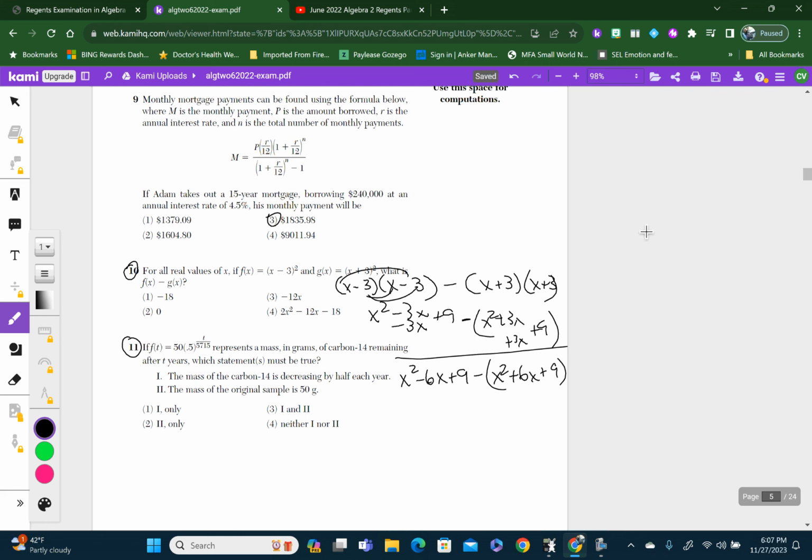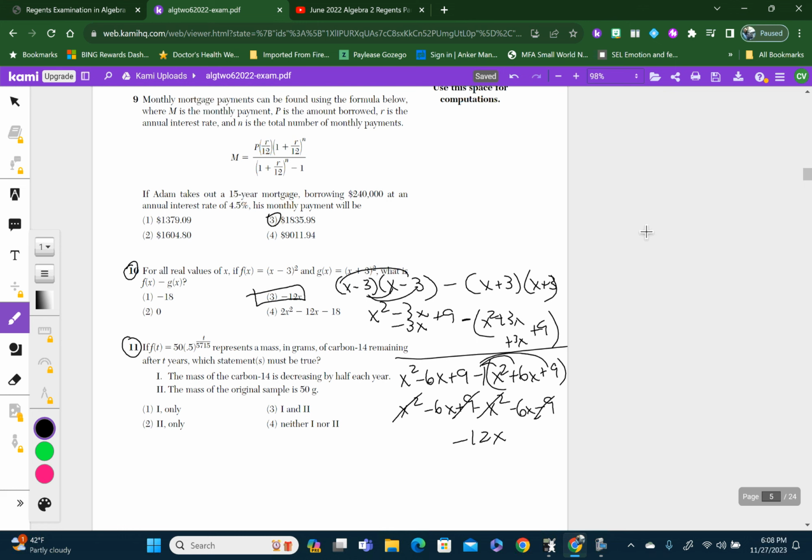Okay? And then now I have an imaginary 1 here, so I'm going to distribute this. So I have negative x squared minus 6x minus 9, and this is x squared minus 6x plus 9. So the x squared minus x squared, they cancel. The positive 9, negative 9 cancels, and my answer is negative 12x, which is choice 3.